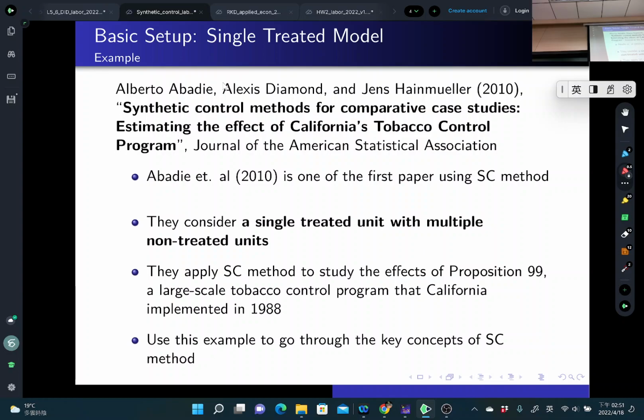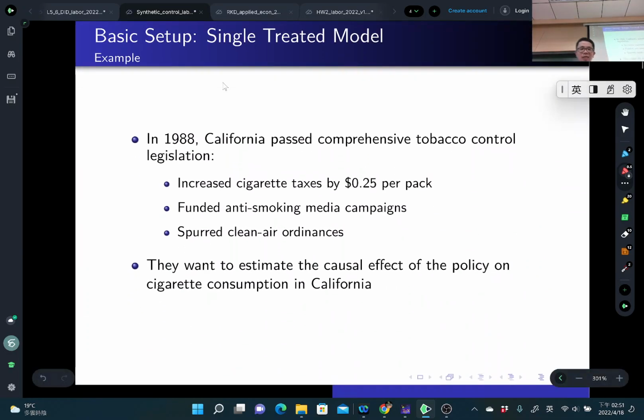And the background for this policy is, in 1988, California passed the anti-tobacco law. Basically, it increased the cigarette tax by $0.25 per pack, and also ran a lot of anti-tobacco campaigns and established some laws, cleaner air laws, something like this. So they want to know, how does this policy affect cigarette consumption in California?